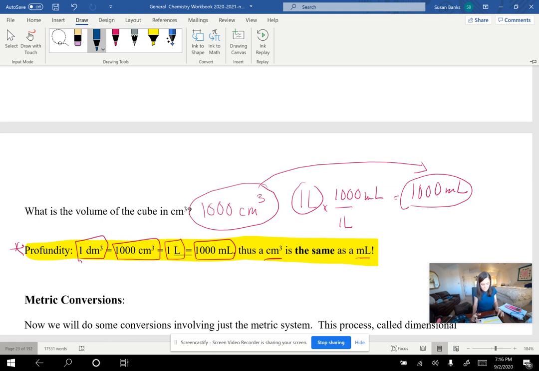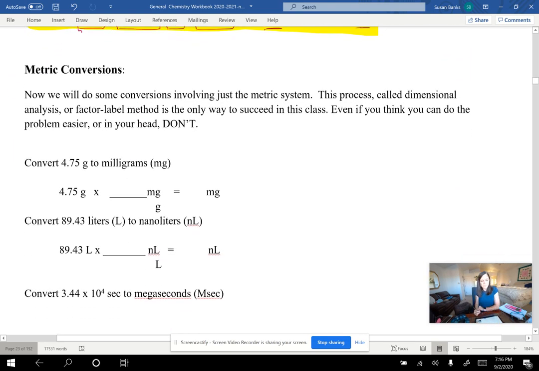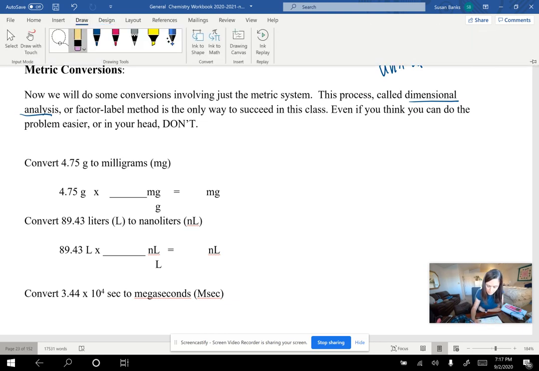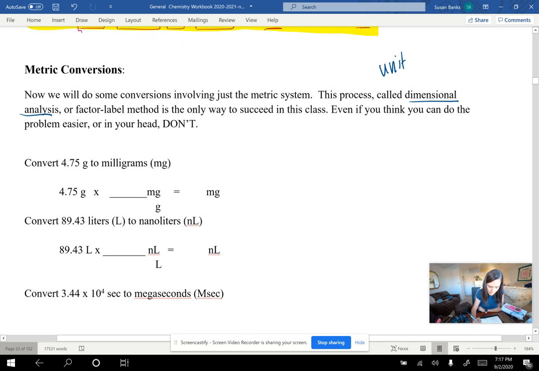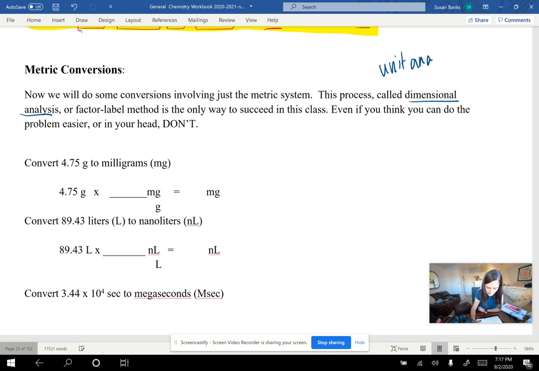Okay, so here we go. We're going to do some practice using these conversions and using the metric prefixes. Okay, now we'll do some conversions involving just the metric system. This process is called dimensional analysis. Some teachers also call it unit analysis. Oh, and I can't spell. Do you ever get to the point that you can't spell? Okay, let's try that again. And some teachers actually call this factor label.